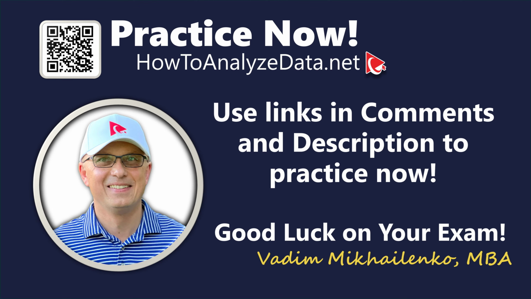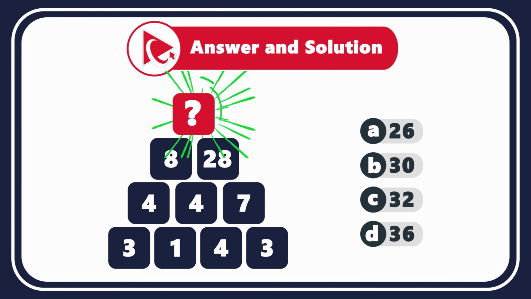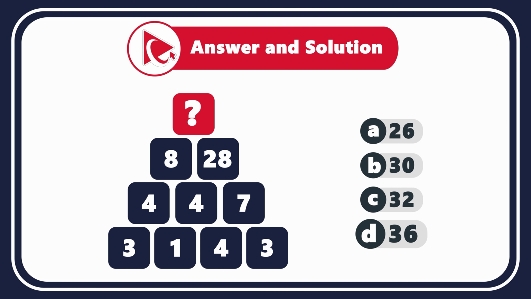Prepare to tackle this intriguing assessment test question, designed not just to test your mental math abilities, but also to foster your analytical skills, which you can use in the day-to-day life. You need to determine the missing number, which is located on the top of the pyramid. The other numbers in the pyramid are 8 and 28 in the second row, 4, 4, and 7 in the third row, and 3, 1, 4, and 3 in the fourth row. You need to calculate the missing number and select it out of 4 possible choices. Choice A, 26, choice B, 30, choice C, 32, and last but not least, choice D, 36.